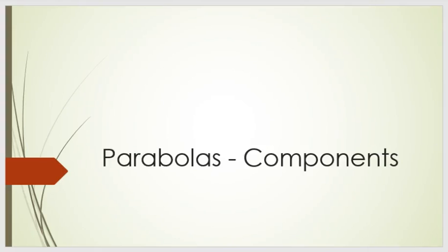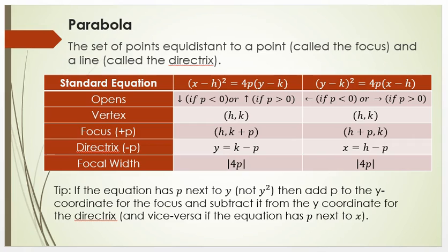In this video, we're going to start looking at parabolas and how to find their component parts. So here we have a variety of rules, starting off with the definition of what creates a parabola. Basically, this shape is created by looking at all of the points that are an equal distance from one special point that we call the focus and another special line that we call the directrix.